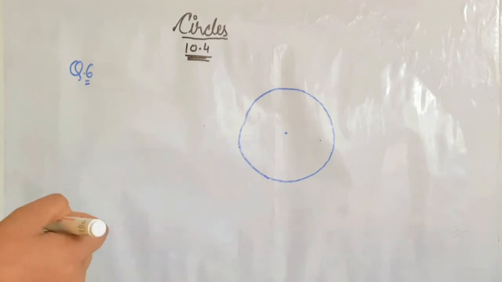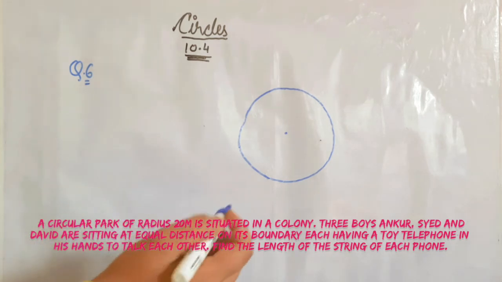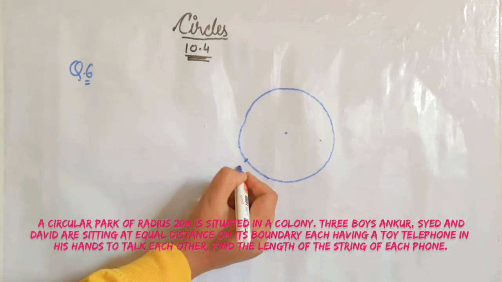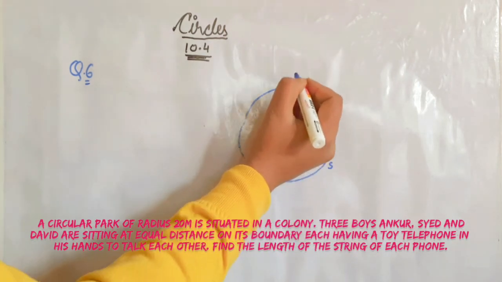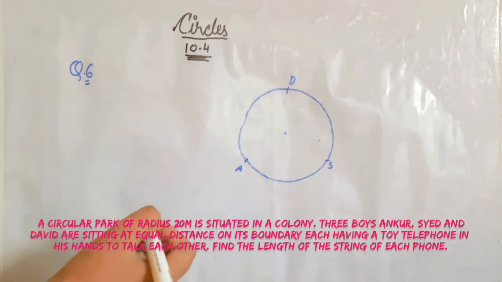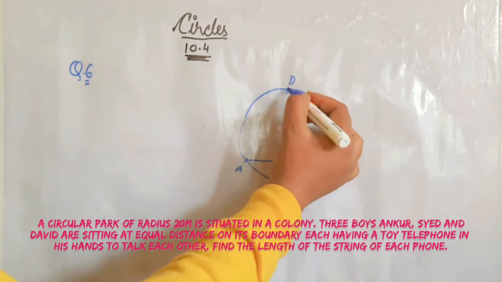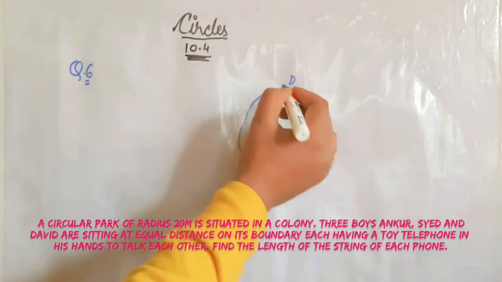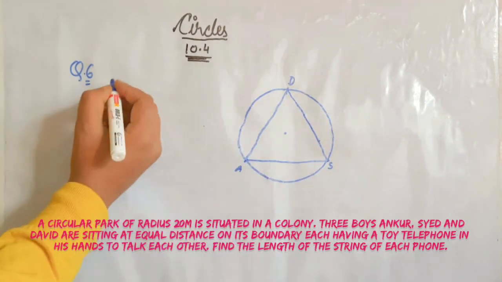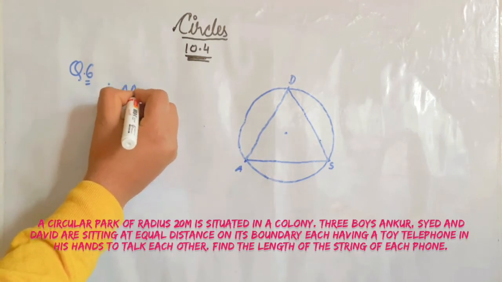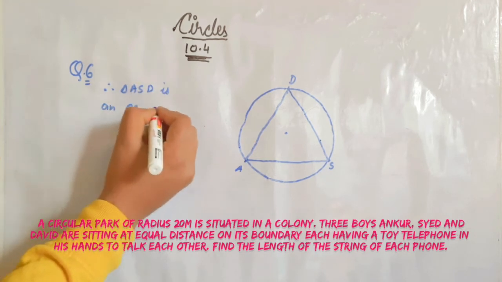Now what is the next statement? 3 boys, Ankur, Syed and David, are sitting at equal distance on its boundary. Means the distance between A and S, S and D, and A and D is equal. Therefore, triangle ASD is an equilateral triangle.